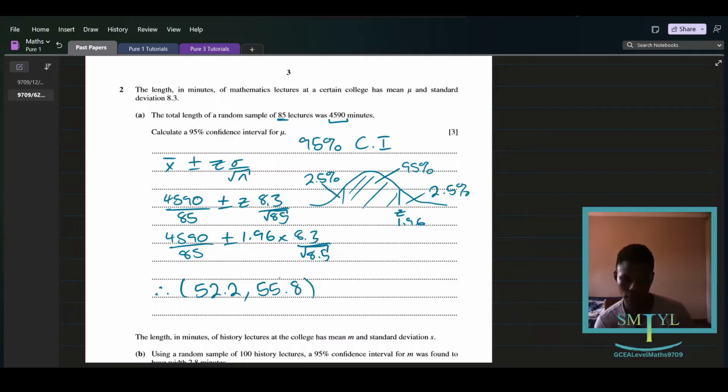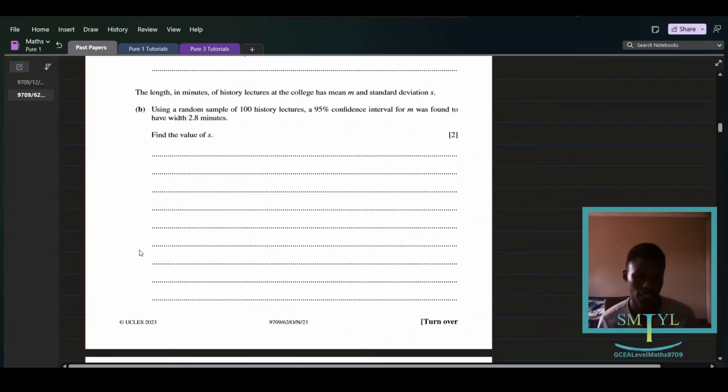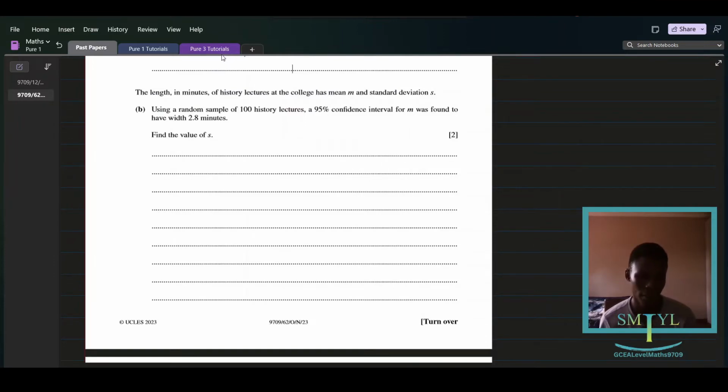55.8, and this would be our final answer. Let's move on to part B. The length in minutes of history lectures at a college has mean M and standard deviation S. Part B. Using a random sample of 100 history lectures, a 95% confidence interval for M was found to have width 2.8 minutes. Find the value of S.